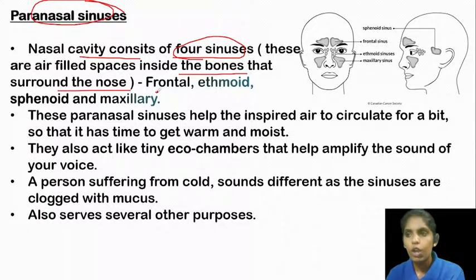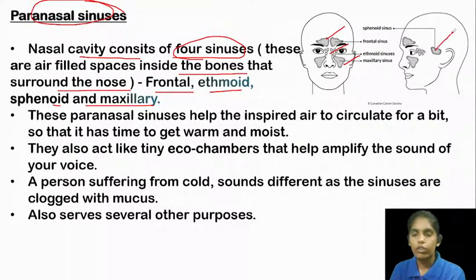They are of four types: frontal, ethmoid, sphenoid, and maxillary. So here you can see this is the frontal sinus. Here the ethmoid, maxillary, and the sphenoid sinus. So these are the fluid filled spaces inside the bones.